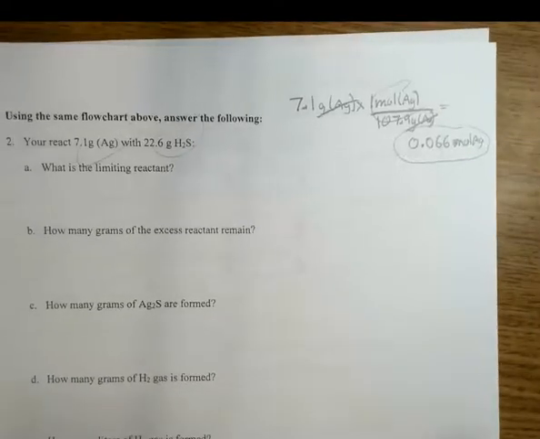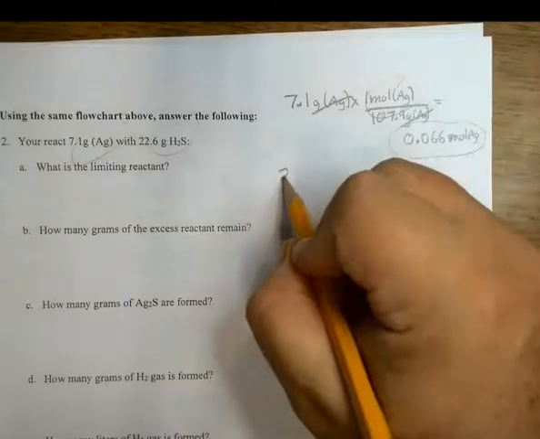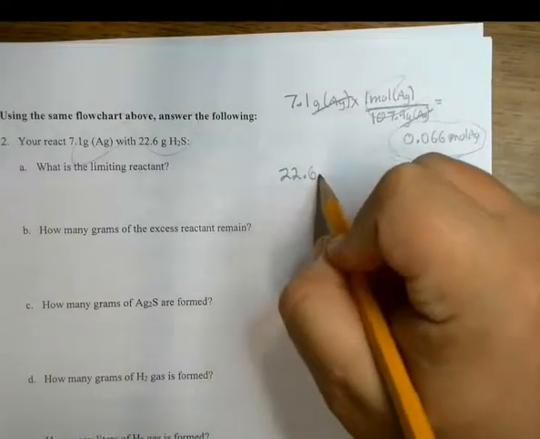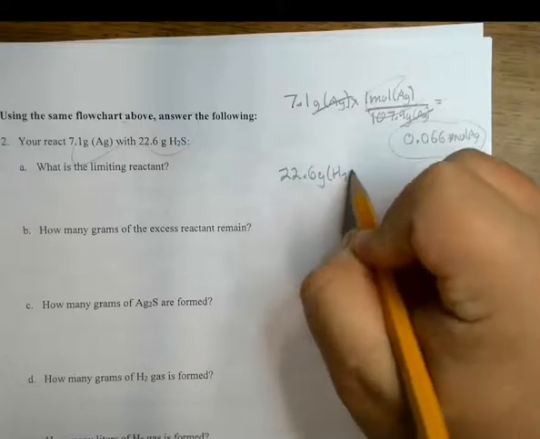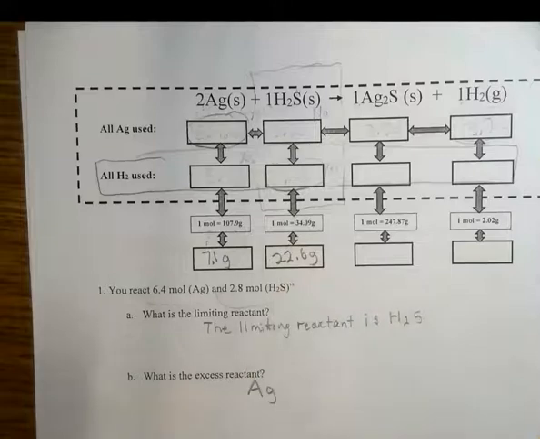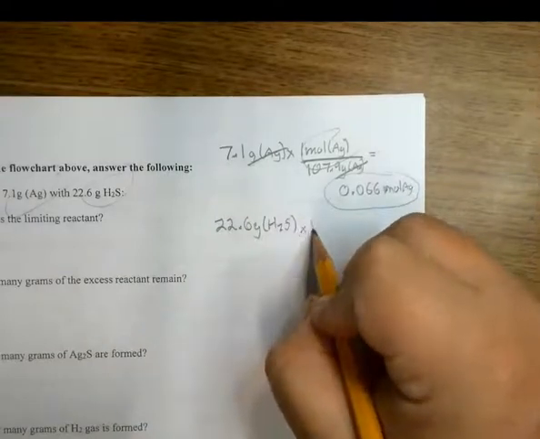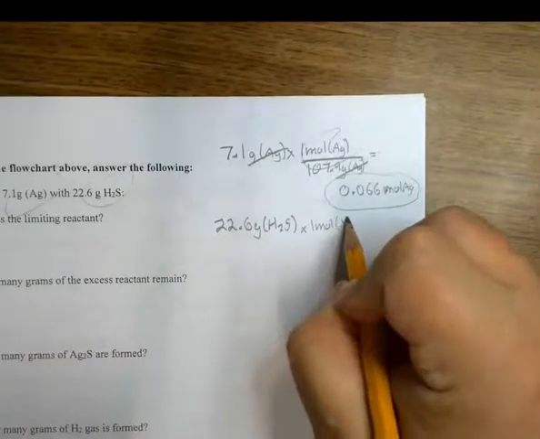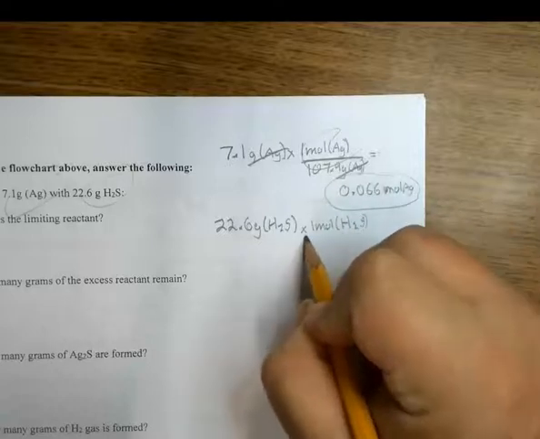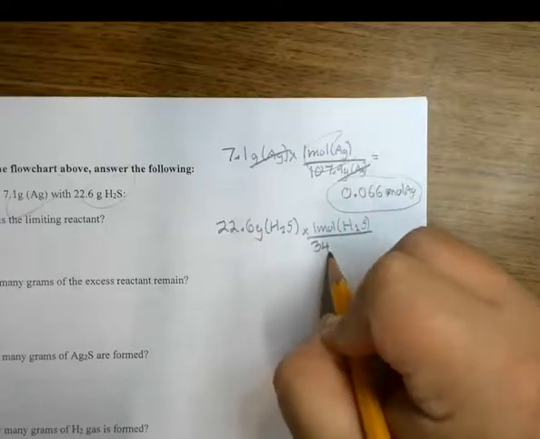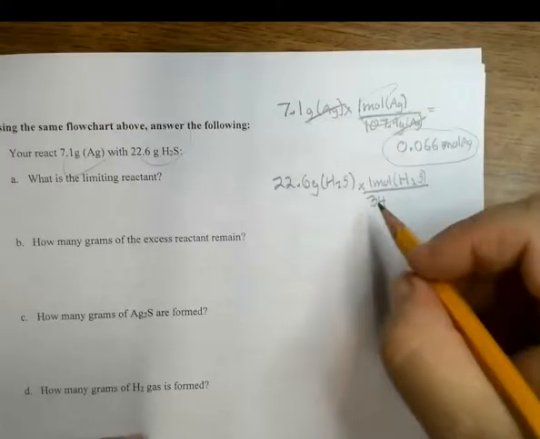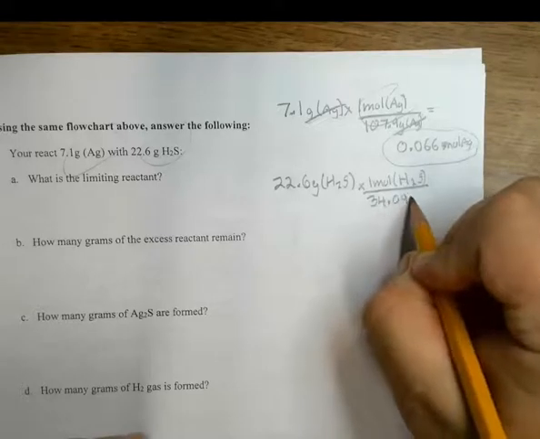The next one is 22.6 grams of H2S. I go back over here and I find the molar mass of H2S, which is 34.09. I need grams to cancel out, moles to appear on top, so it's 1 mole of H2S over 34.09 grams of H2S.